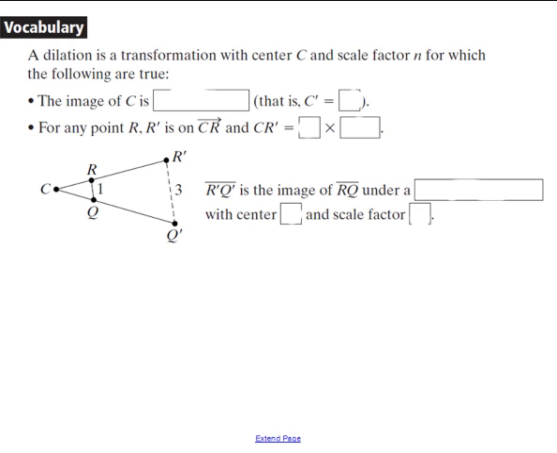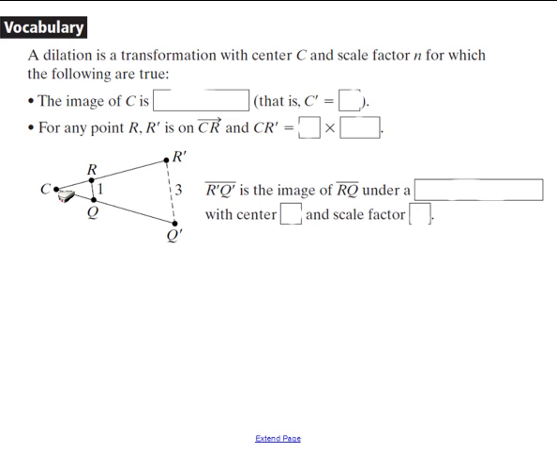So when your pupils dilate, usually they're referring to your pupils enlarging and opening up. Again, that is technically a correct definition of a dilation. But in geometry, it's either enlarging or shrinking down. And we're going to use some specific terminology to go along with it. But here they talk about a transformation with center C and scale factor n for which the following are true.